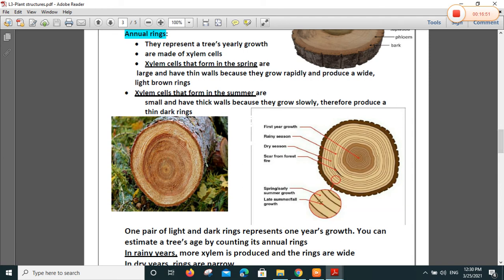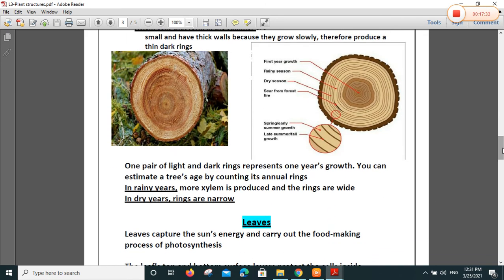The wide light one with the dark one, both of them together represent 1 year. So the wide one with the thin one is 1 year, then second year, third year, and so on. One pair of light and dark rings represents 1 year of growth. You can estimate a tree's age by counting annual rings: maybe 10, 20, 30, 100, and so on.